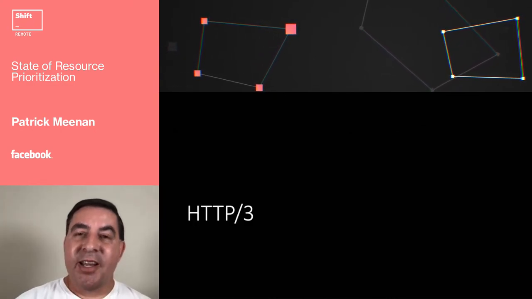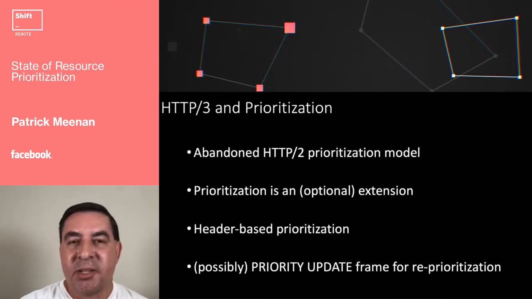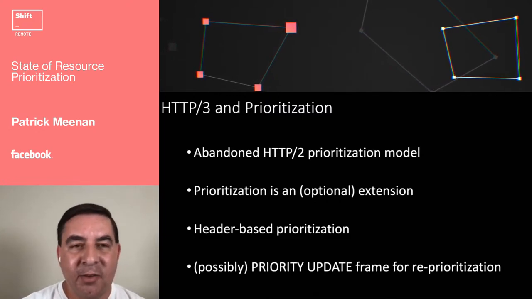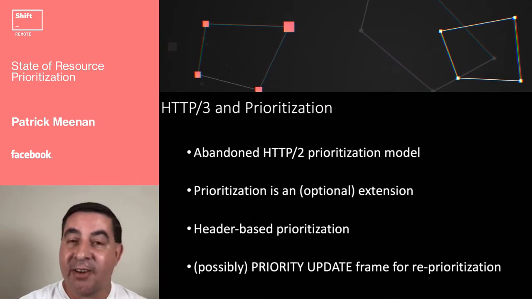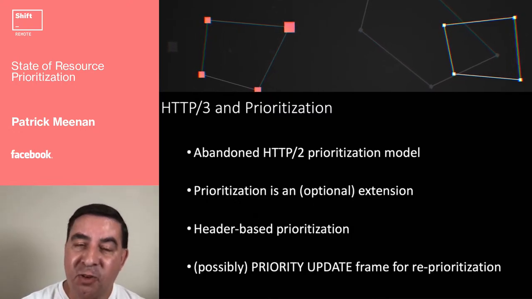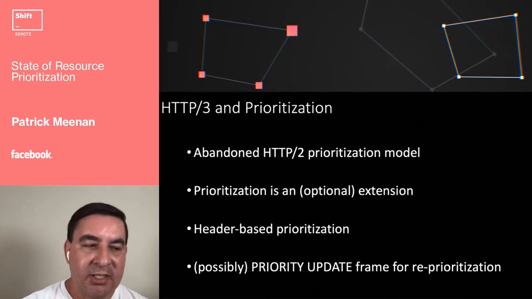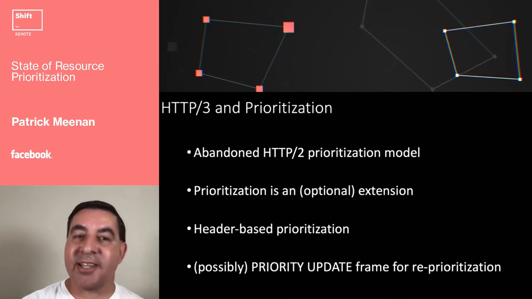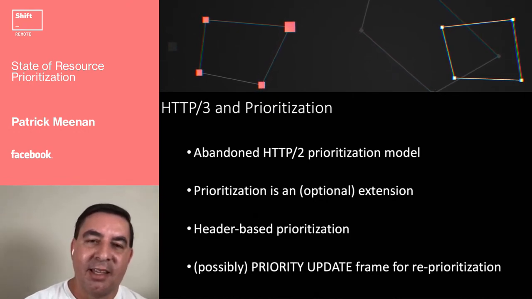What does HTTP3 bring to the mix? So it completely abandoned the HTTP2 prioritization model. It was a mess. It was hard to implement, hard for anyone to actually rationalize and understand. Unfortunately, the spec launched without any explicit prioritization support. It's an extension. Hopefully everyone implements the extension, but it's something we're definitely going to have to watch out for. It's all header-based, so it moves out of the protocol level, and the browser adds a header that says, this is the priority of the request I'm making.